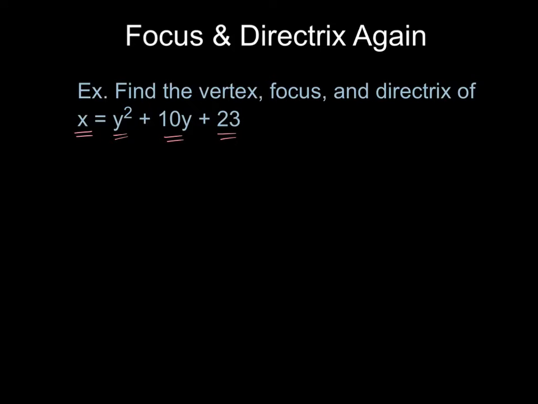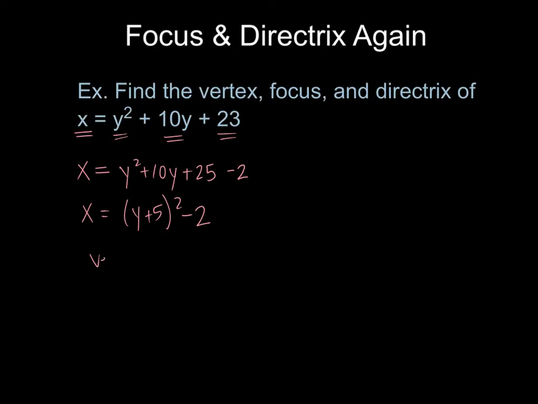I want to put this thing in vertex form first by completing the square. If you have y squared plus 10y, the constant that's going to make that happen is 25, because half of 10 is 5, squared is 25. And I had a 23 there, and if I want to change a 23 to a 25, basically I'm going to break it into 25 minus 2, and then write the completed square. y plus 5 squared minus 2.